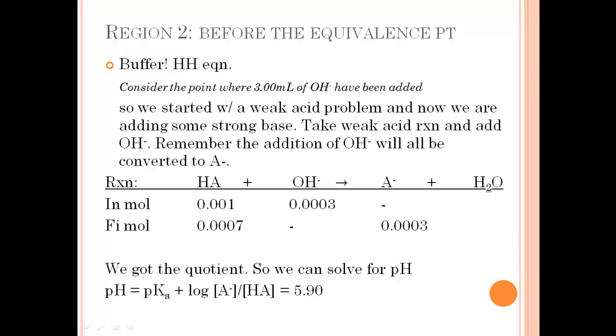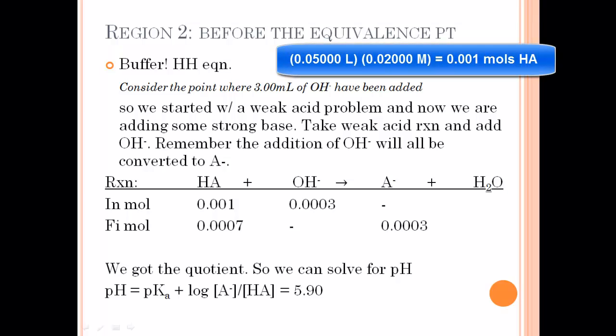So we set up our little table just like we did before with our buffers. Before you find out what you're starting with, realize that you have to write down the equation so you know what to actually look for. The equation here is your weak acid and you're adding strong base to it. So HA plus OH minus is going to be converted to that weak base conjugate plus the water. Now initially, how many moles of HA do you have? Well, we started with 50 mL of a 0.0200 molar MES. If you multiply those two together, of course converting milliliters to liters, you'll get 0.001 moles of HA.